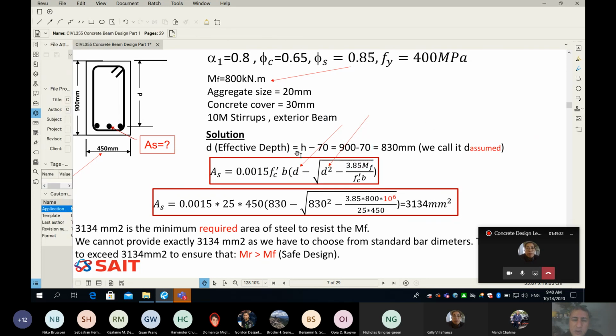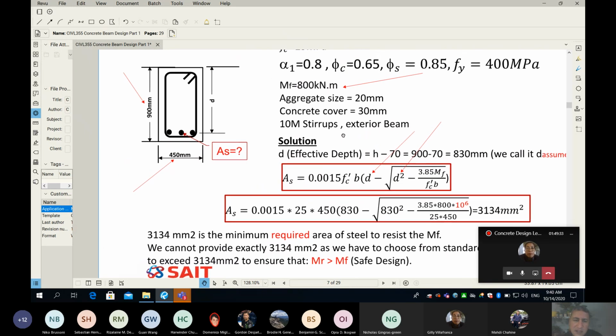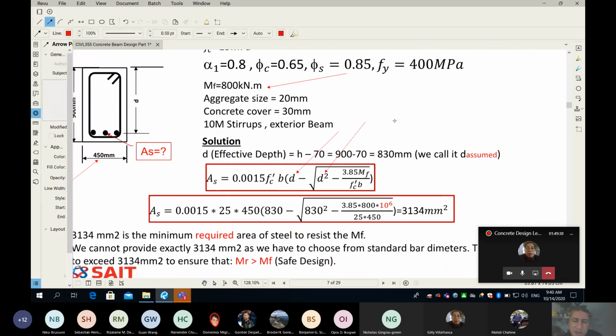So here I go ahead and use 900 and subtract 70. This 70 compensates for concrete cover plus stirrup plus half the rebar. Again, that's not the Bible. It's not always 70; it can be 70, it can be 60. It's just an agreement, a reasonable assumption. And please don't use, for example, 300 millimeters. Don't say 900 minus 300, because that's simply too much.